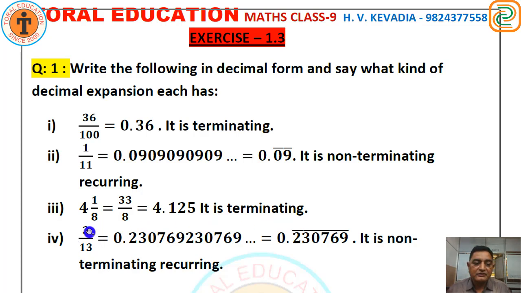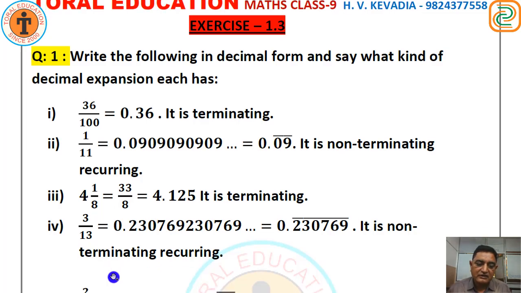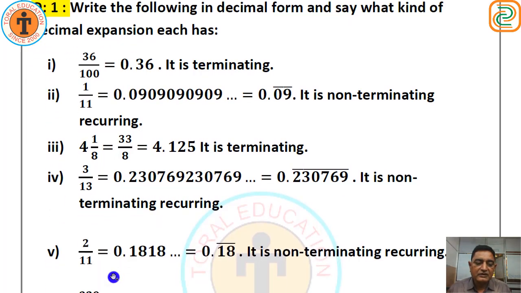3/13. If we divide 3 by 13, we get 0.230769230769230769. The same pattern repeats. So we can say it is 0.230769 bar. It is a non-terminating and recurring decimal. Right? Number 5.